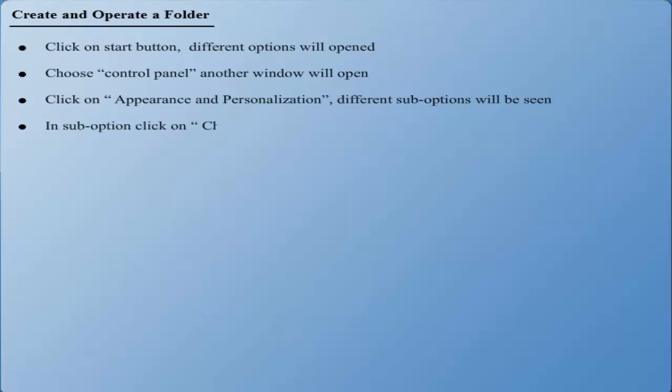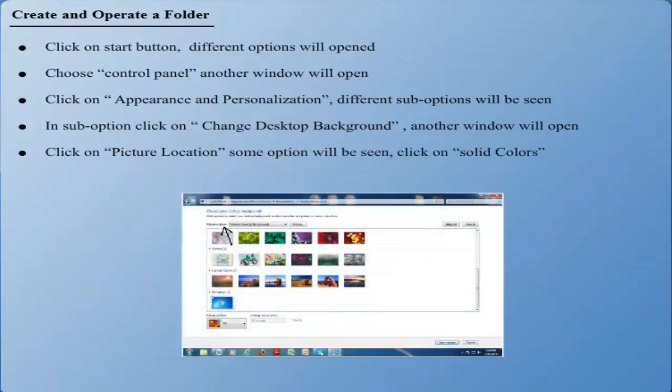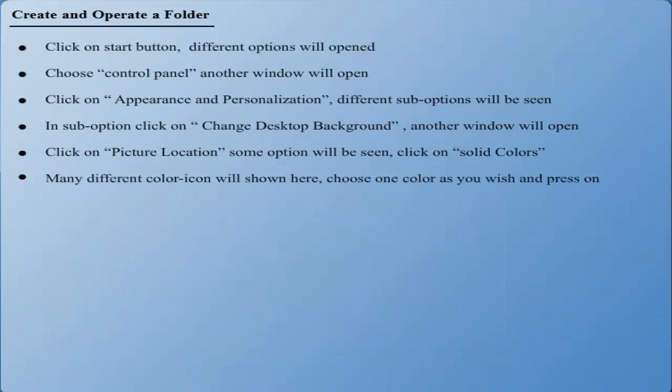Then another window will open. Number 5. Click the Picture Location icon, then some options will be seen. Just click on the option Solid Colors. Number 6. Many different color icons will be shown here. Choose the color of your choice and press the Save Changes button.